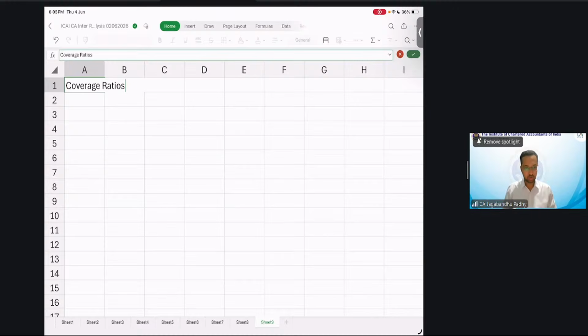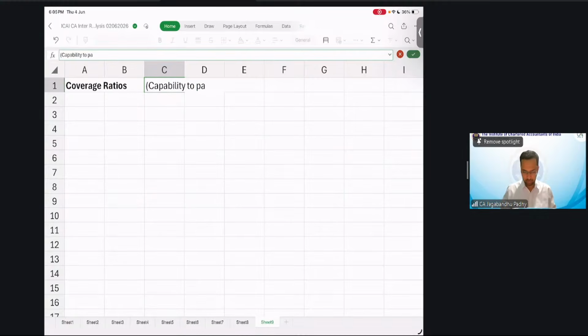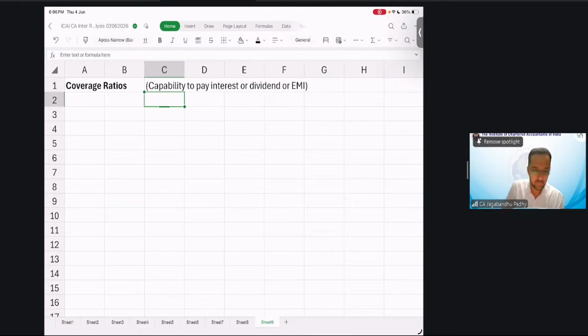Okay, coverage ratios. So coverage ratios are going to give us an idea about the capability to pay interest or dividend, or you can say our capability to pay EMI. So coverage ratios are going to tell us how capable we are when it comes to payment of interest or dividend or EMI. Okay.